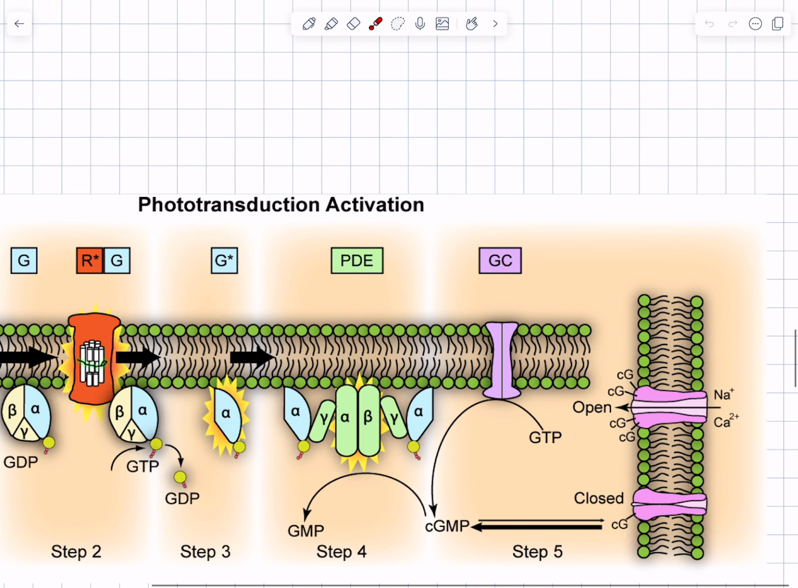When there's a lot of cyclic GMP, there's an ion channel that's open that lets sodium and calcium ions into the cell. When there's not a lot of cyclic GMP, those channels are closed. And so the activity of the diesterase to lower the amount of cyclic GMP closes these ion channels, and that results in a signal that changes the potential of the cell, the electrical potential of the cell, and that's something that downstream nerves can sense.